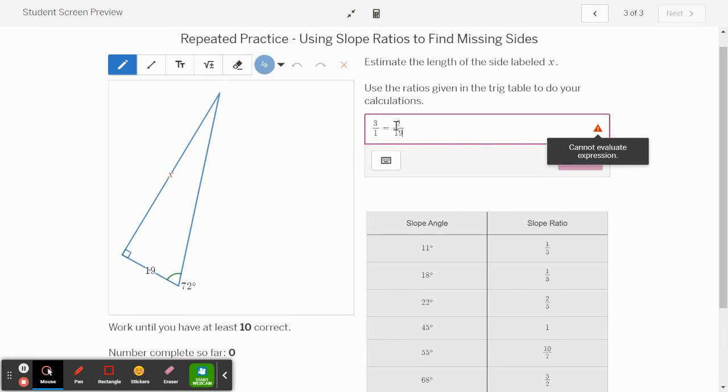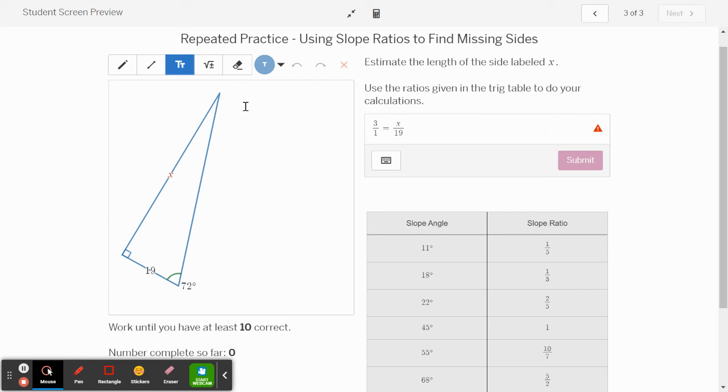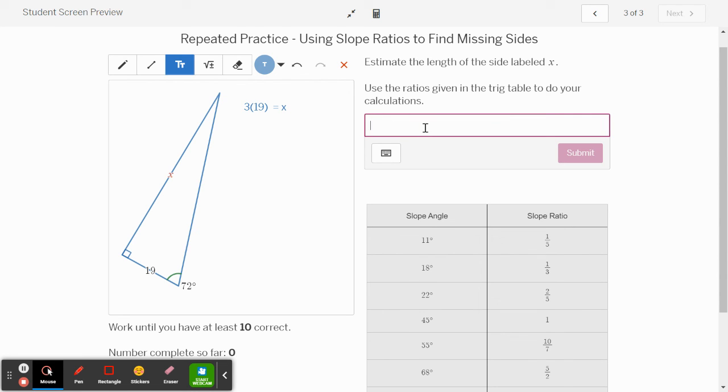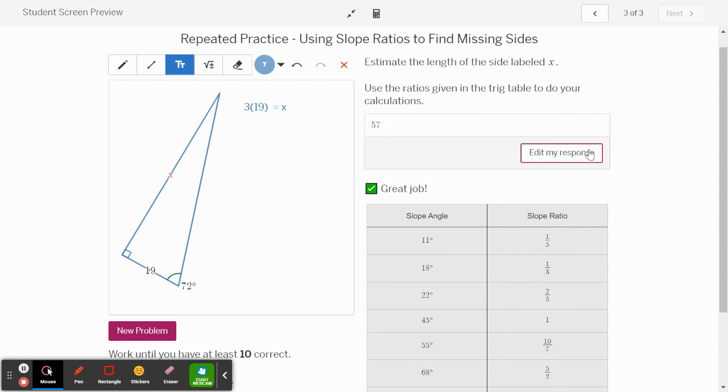Oops, I wrote 2, not x. X over 19. So notice it's not letting me submit it because it wants me to actually solve that. So let me go over here and solve that. I would have 3 times 19, doing my cross multiplying, is going to be equal to 1 times x, which is just x. So I'm going to grab my calculator and I'm going to do 3 times 19 and I get 57. So let me get rid of my proportion because it doesn't want the proportion. It just wants the answer. And I'm going to say I think it's 57. Hey, and I got it right.